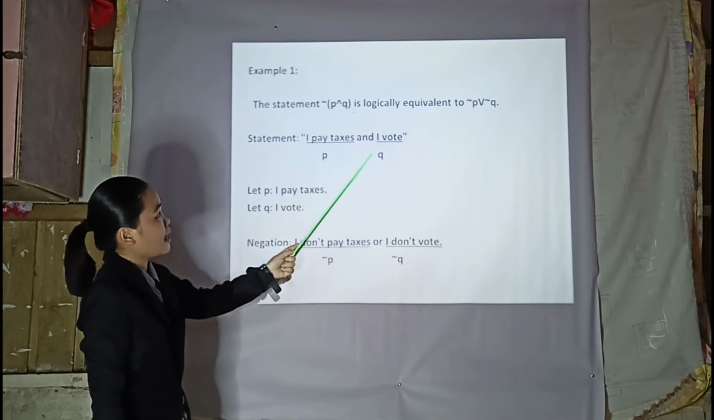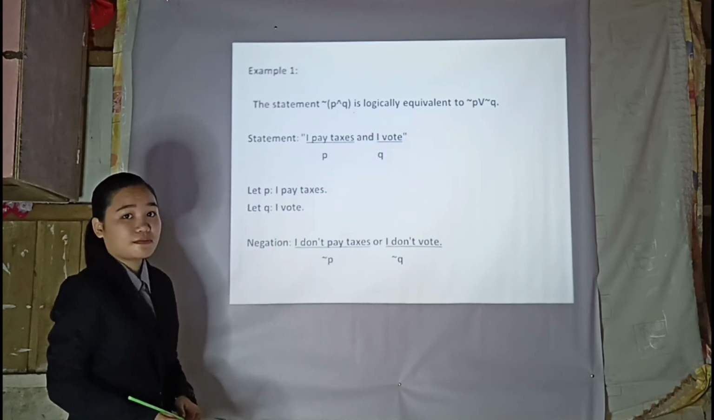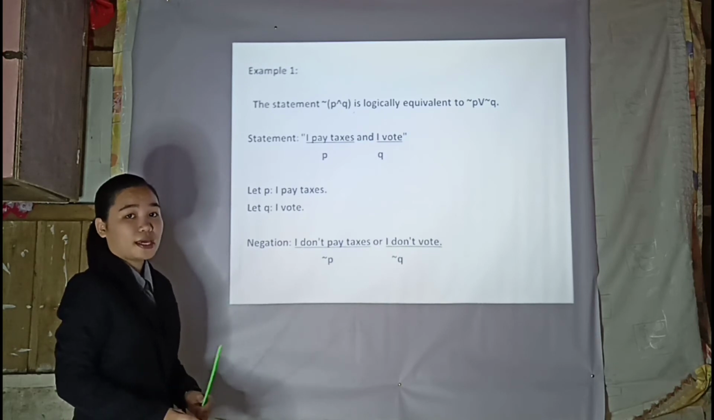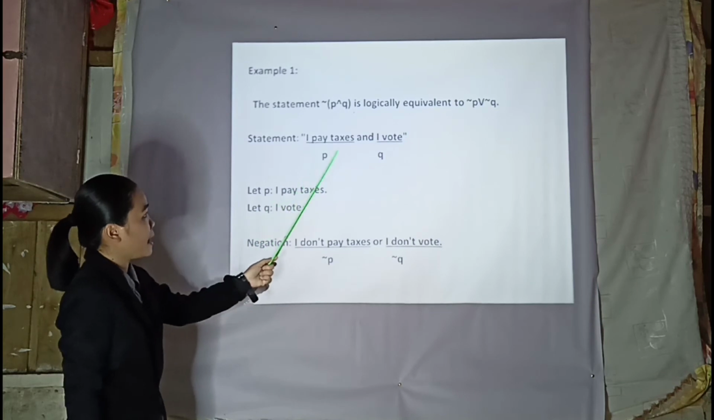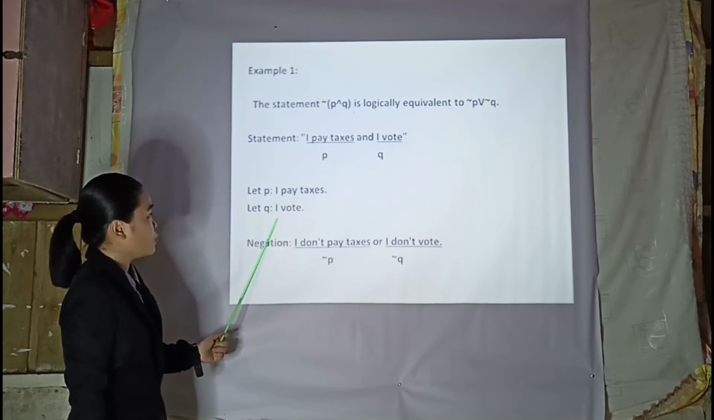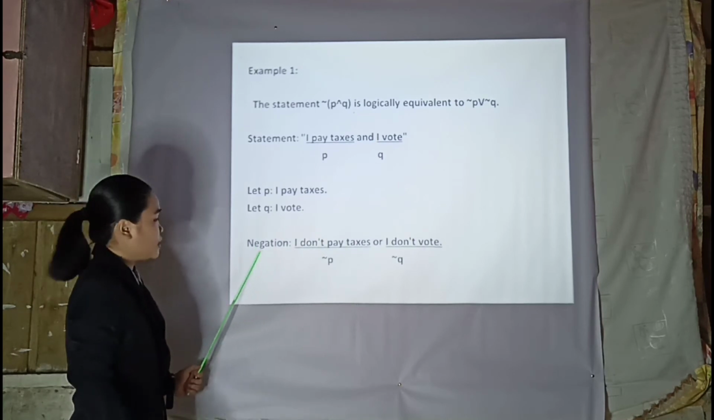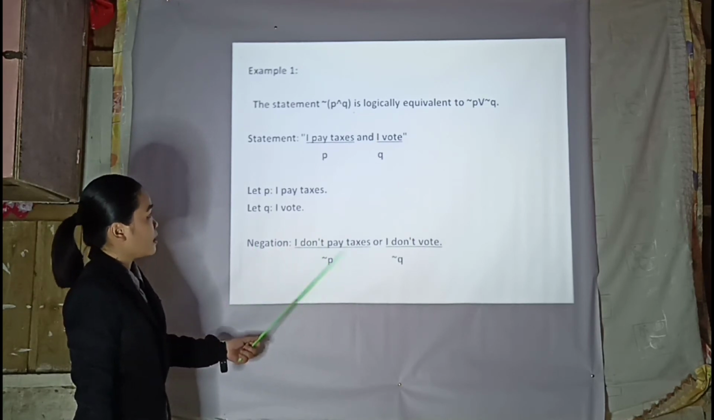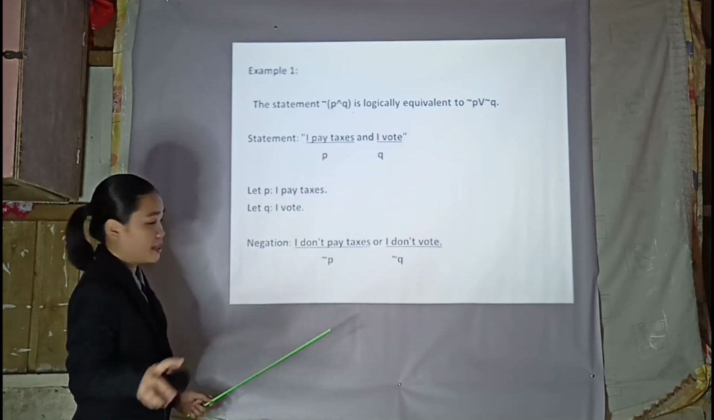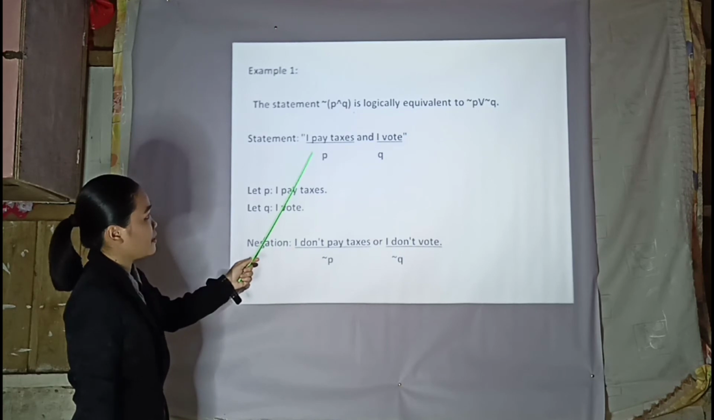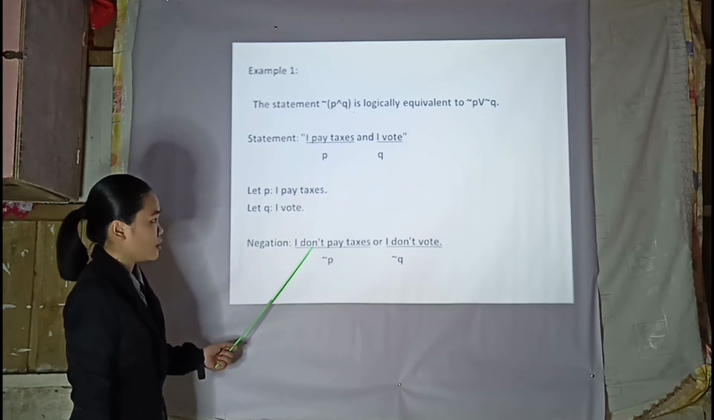I pay taxes and I vote. Since our statement is positive, we will negate it to make negative. So let P be I pay taxes and let Q be I vote. So the negation is I don't pay taxes. In order to make P negative, we negate the positive to negative. So, we will add don't.